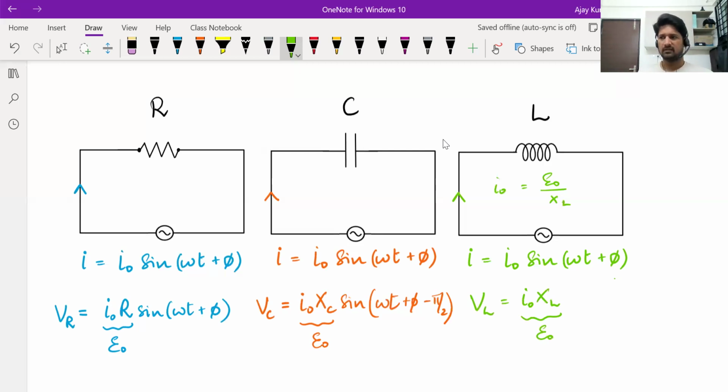In case of an inductor, current will be lagging the EMF, means EMF will be leading the current. So the phase of EMF will be the phase of current plus pi by 2. Simple. So from voltage function, you can write the current function. From current function, you can write the voltage function also.